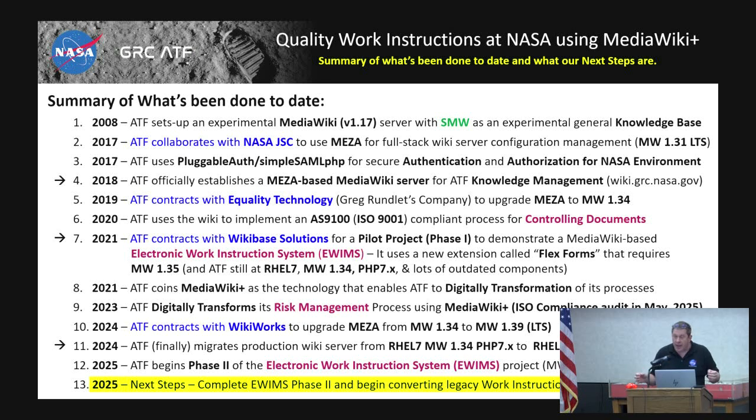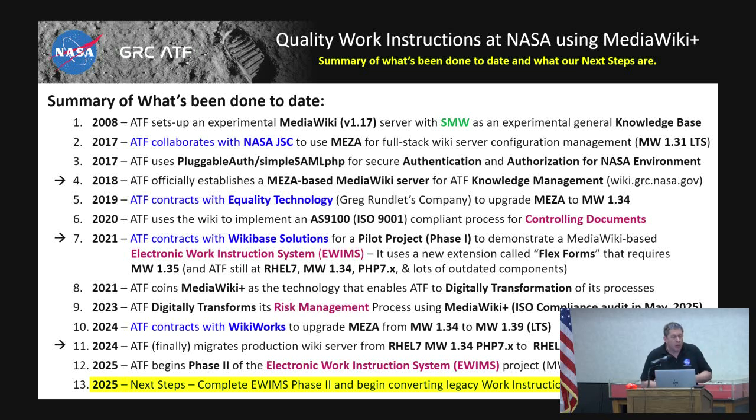in 2018. And that is largely due to the work that James Montalvo and his team established, and the Flight Operations Directorate at Johnson. So they pioneered the stable, secure MediaWiki platform through a project called Meza, open source project called Meza. We implemented that and adopted it in 2018, and we've been doing that ever since.